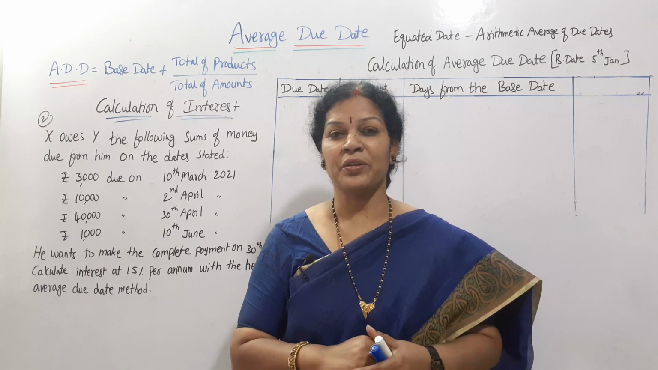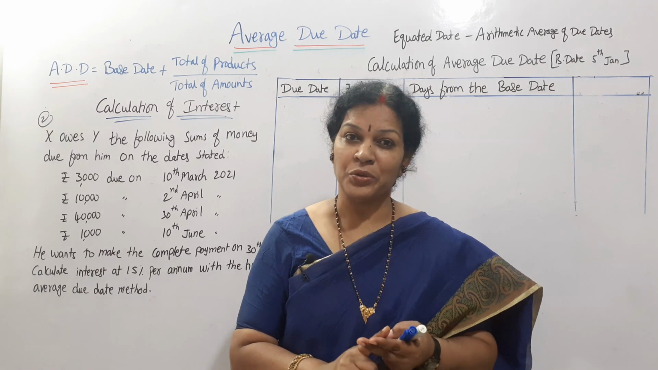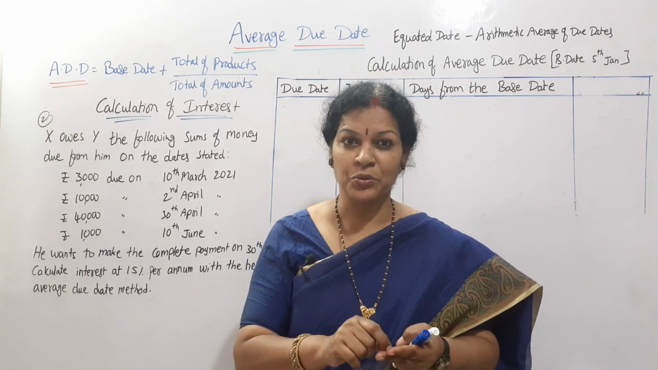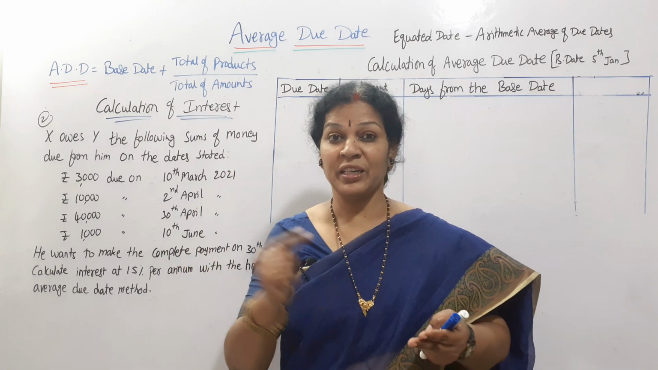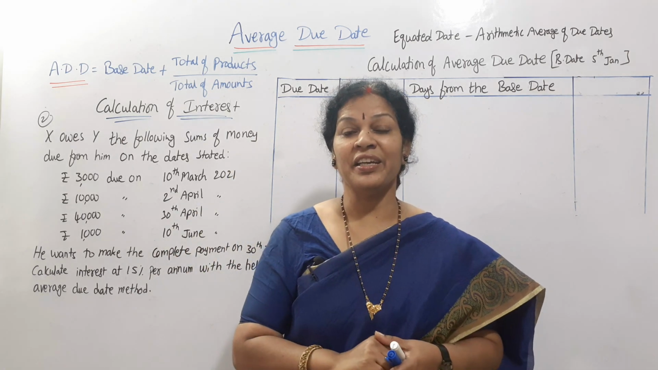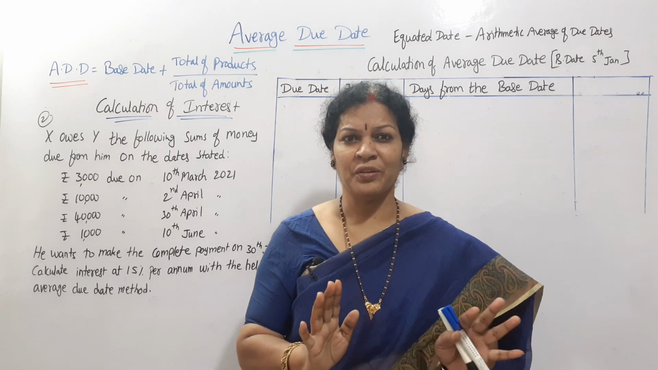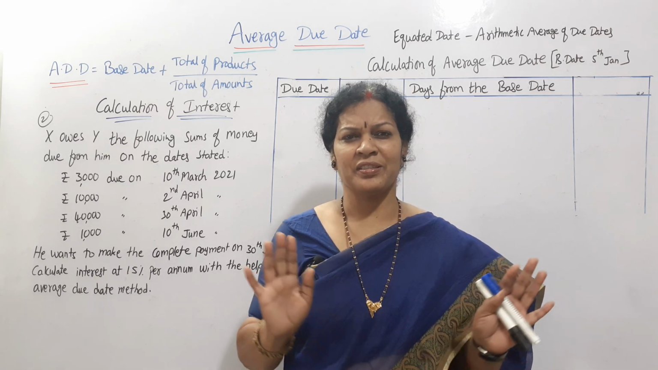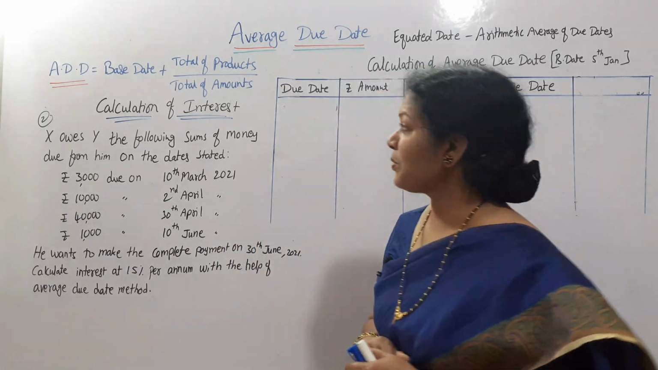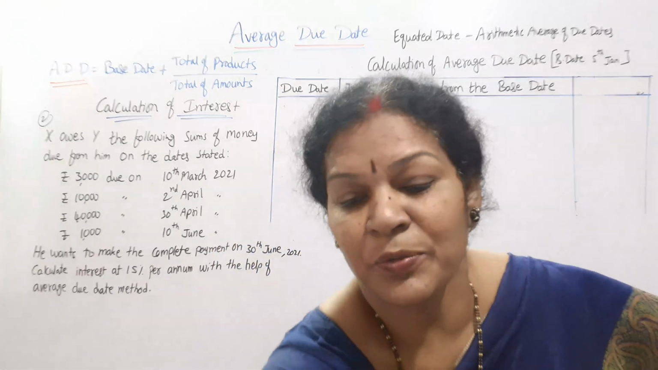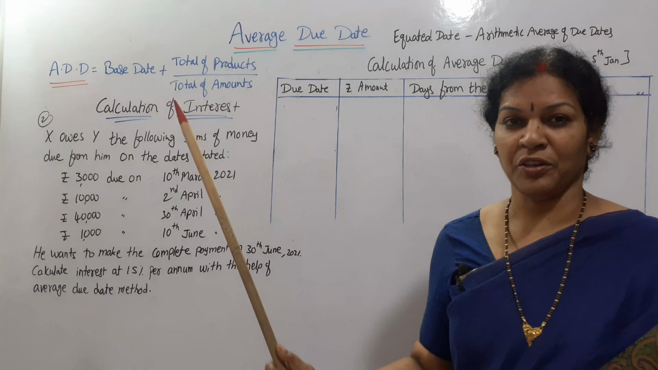But before going to that, we have to calculate the average due date also. From the average due date to the last date when he is making the payment, till that period we will be calculating the interest. No confusion, just focus. Simply you will understand, simple problem, nothing to worry. Now coming to this problem, which is related to the calculation of interest.